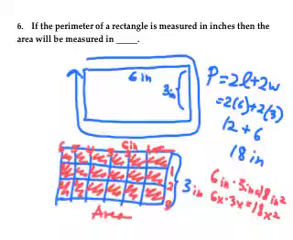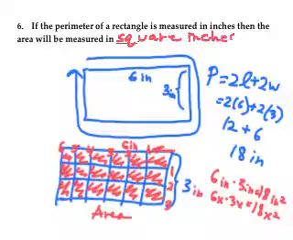So if the perimeter of a rectangle is measured in inches, then the area will be measured in square inches, which we could write like this.